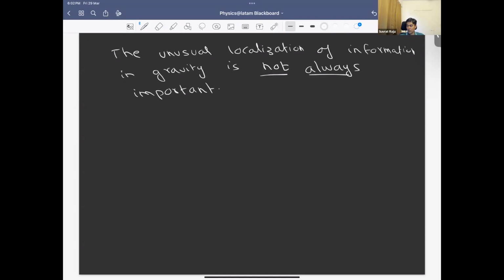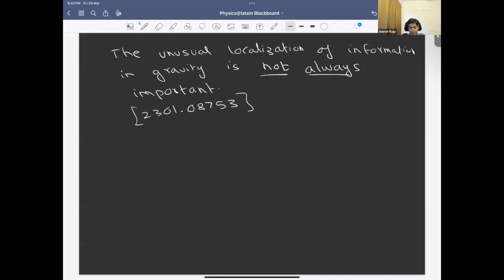So for instance, one place you can read about this is in this paper. And I want to tell you an example where this unusual localization of information is not important. Before I go to this paper, let me give you just another example of where this unusual localization of information does not even apply, where the effects we've been speaking of don't even apply. Okay? I've been telling you that the Hilbert space doesn't factorize and so on.